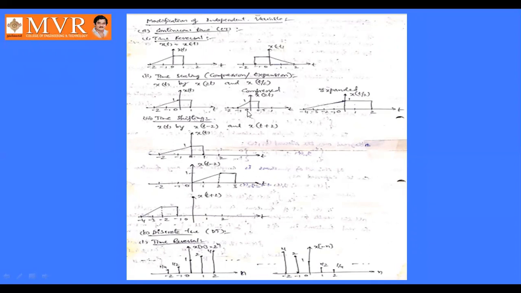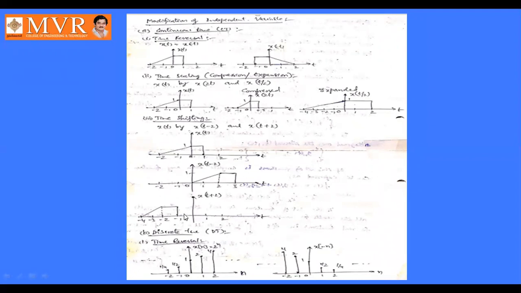Next, time shifting. So x of t is the given signal. It can be shifted towards the right side or left side by 2 units. If it is x of t minus 2, it can be shifted towards the right side by 2 units. If it is x of t plus 2, it can be shifted towards the left side by 2 units.